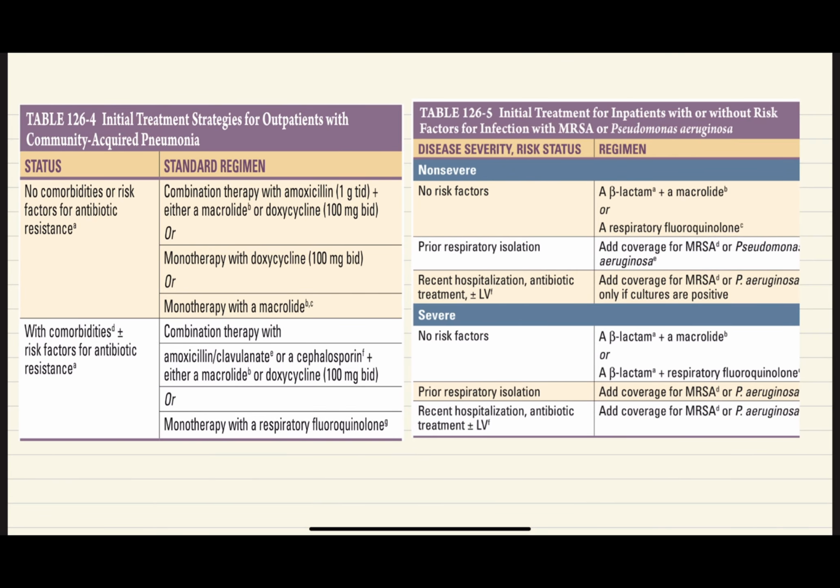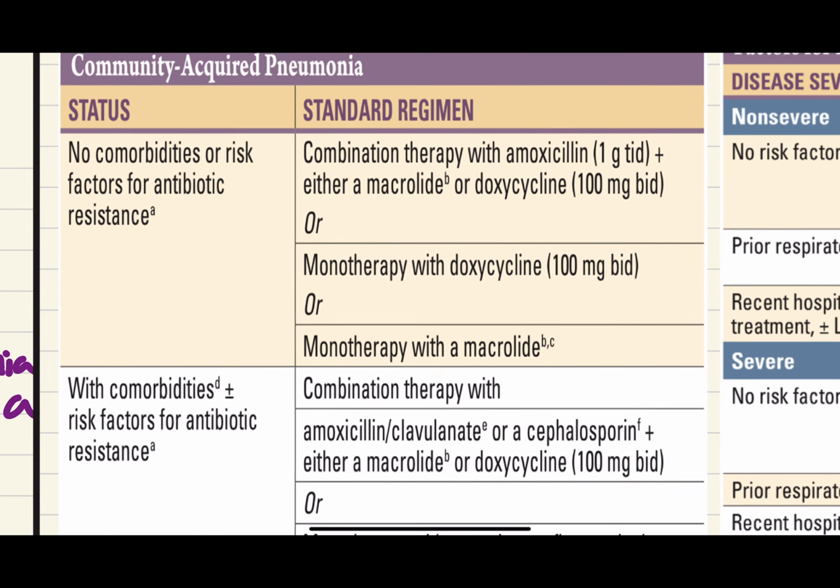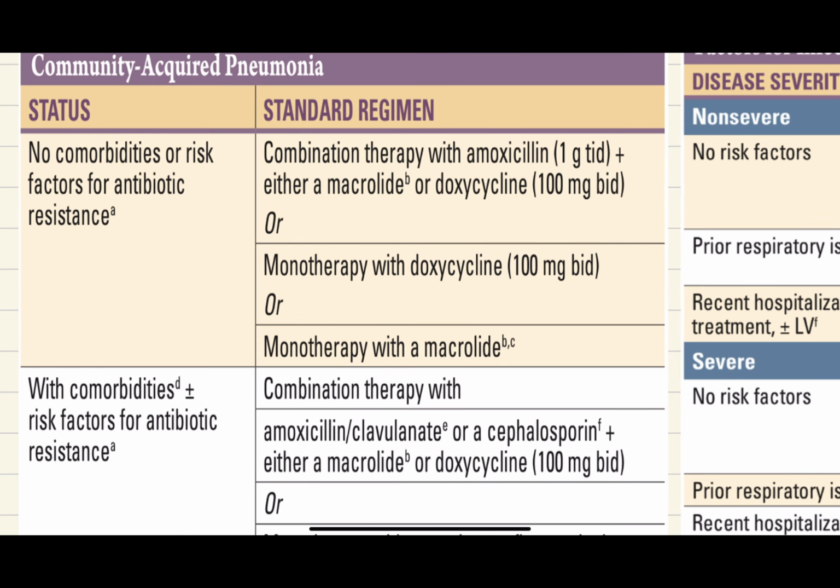How are you going to treat inpatient and outpatient both based on their risk factors? First, we are going to learn about outpatient treatment. First, if the patient is healthy, with no comorbidities or risk factors for antibiotic resistance, you are going to treat them with monotherapy with doxycycline or monotherapy with a macrolide like azithromycin, or you are going to give them a combination therapy with amoxicillin with a macrolide or doxycycline.